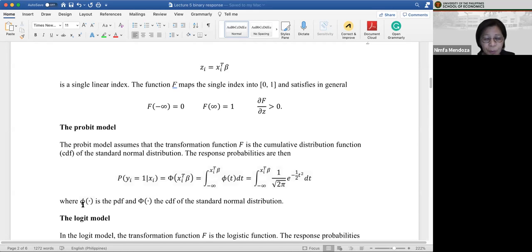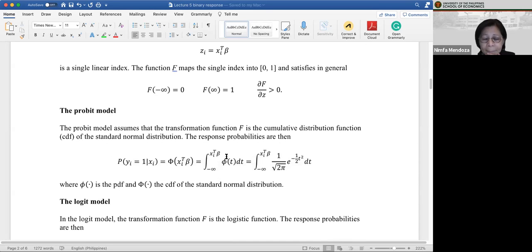Okay, so lowercase phi is the probability density function. Then we're integrating with respect to t. Okay, writing out this standard normal density function, its mean is zero, its variance is sigma squared. So this is our phi of t: we have 1 over square root of 2 pi, e to the minus 1 half t squared.